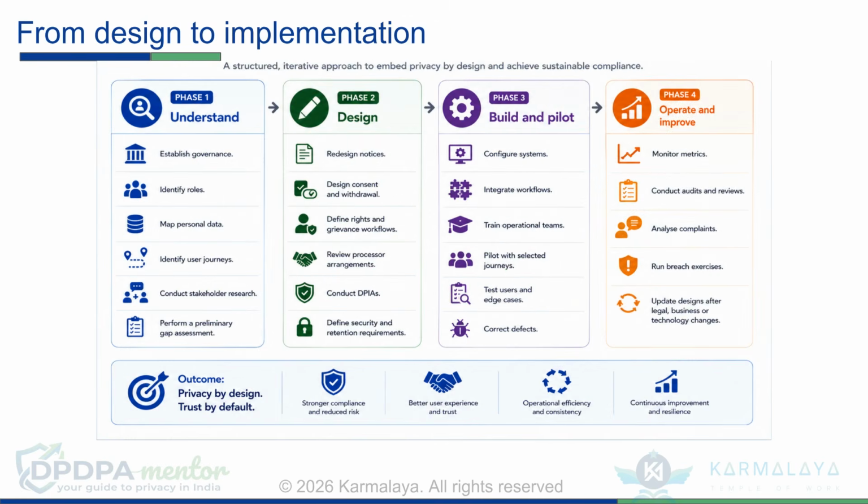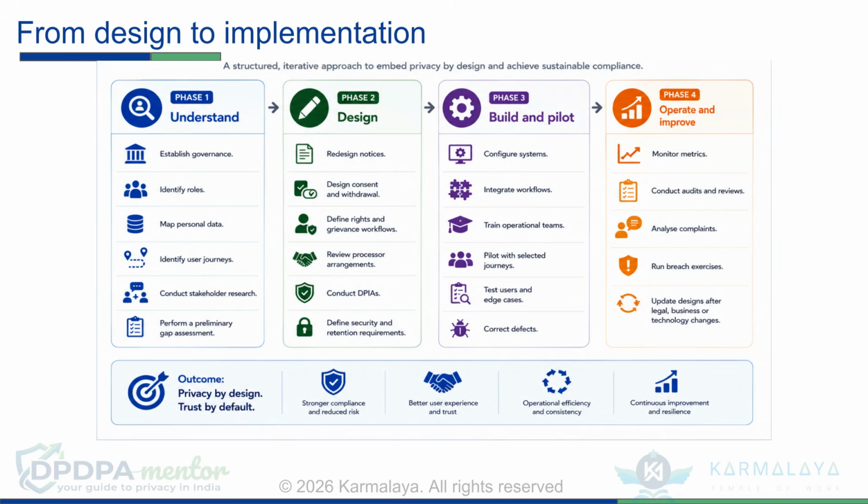This 4-phase roadmap connects design thinking with DPDP implementation. The first phase is about understanding. The organization creates governance, maps personal data, and studies the journeys where processing occurs. The second phase is design. Teams convert findings into notices, consent mechanisms, rights workflows, processor controls, DPIAs, security safeguards, and retention rules.